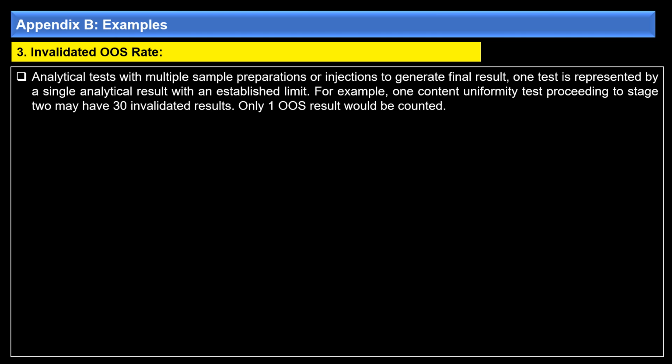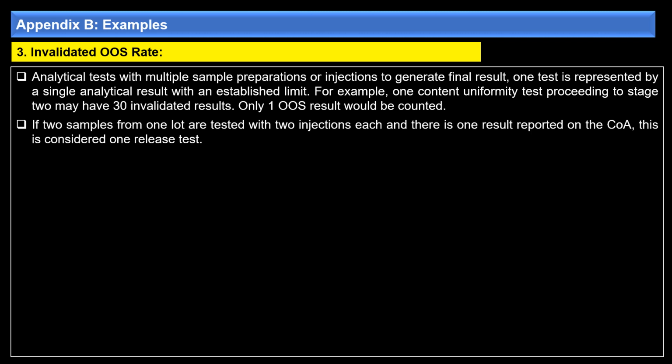Appendix B, third part, the invalidated OOS rate. Now, if an analytical test has multiple sample preparations or injections to generate a final result, one test is represented by a single analytical result with an established limit. For example, one content uniformity test proceeding to stage 2 may have 30 invalidated results. Only one OOS result would be counted.